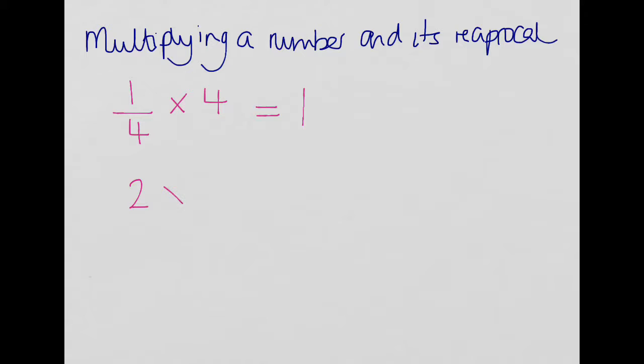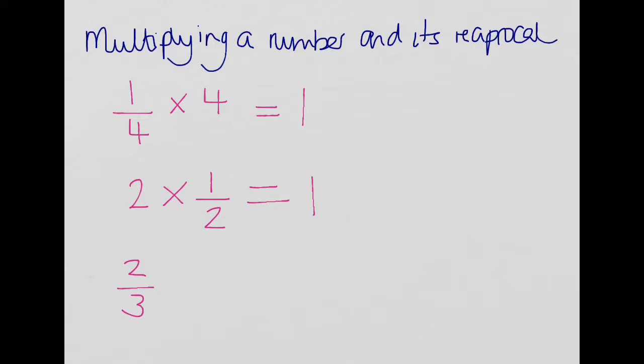2 multiplied by its reciprocal. What's the reciprocal of 2? The reciprocal of 2 is 1/2. Well, 2 times 1/2, that's 2 lots of 1/2. So if I had a half and a half and I put them together, I'd get a whole. Wow. I've got 1 again. Let's try another one.